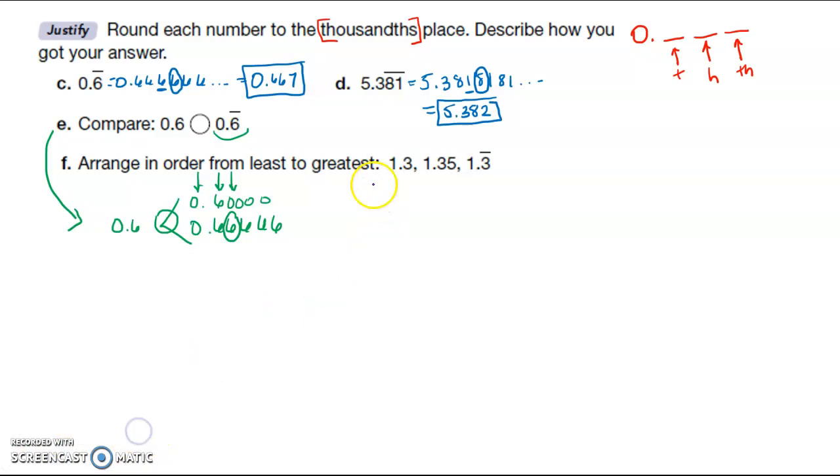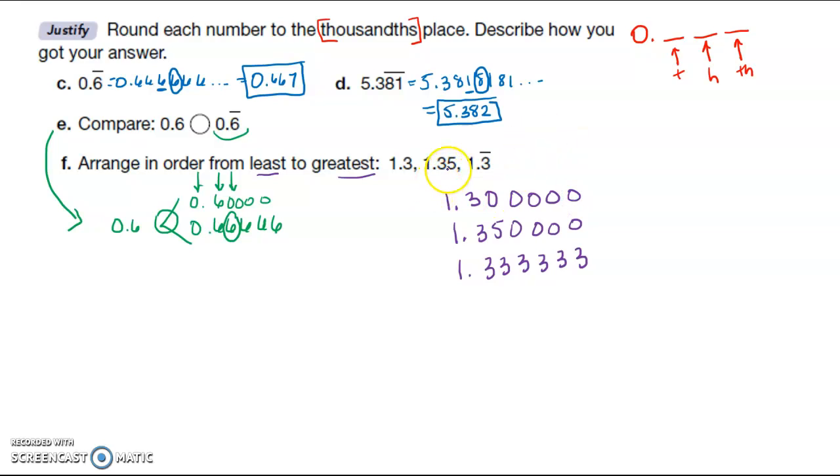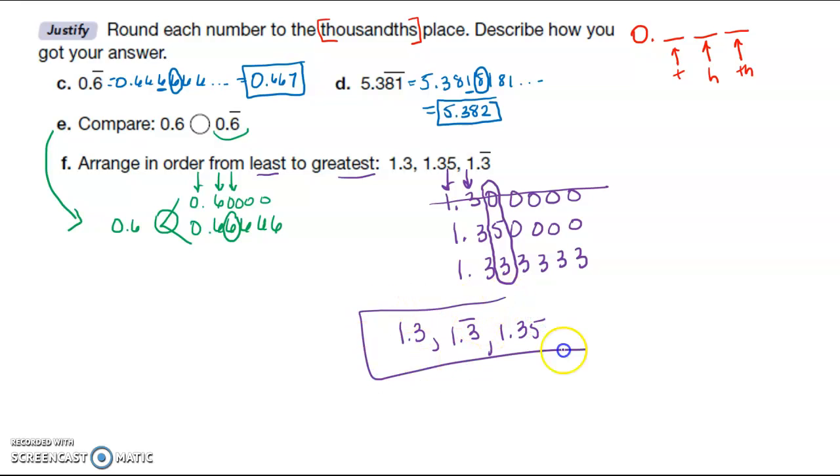And then lastly, on this page, arrange in order from least to greatest. I have 1.3, I have 1.35, so I can put a 0 here. And then I have 1.3 repeating, and it goes on forever, right? So this is the same and this is the same, so I'm going to be looking at this number. The one that's the smallest is the 0, which would be 1.3, the least. And then I have the 1.3 repeating, and then 1.35. And that's my answer.